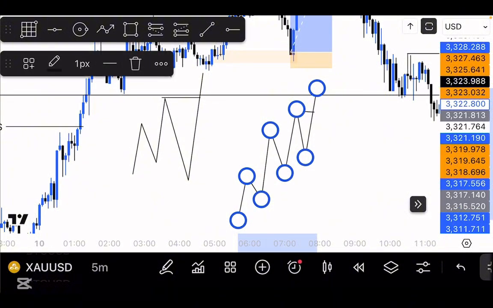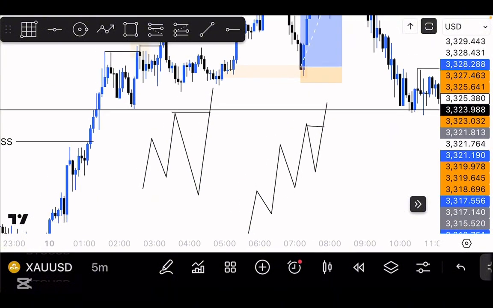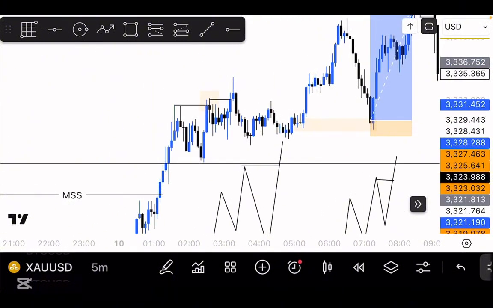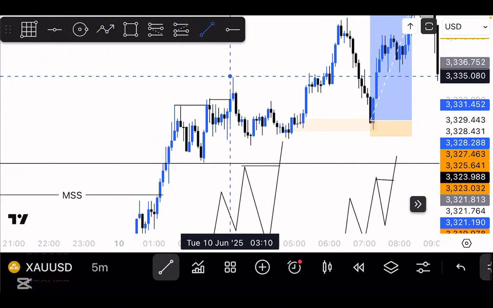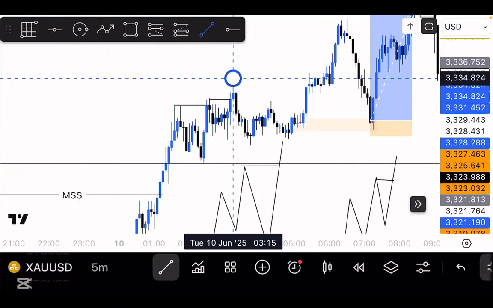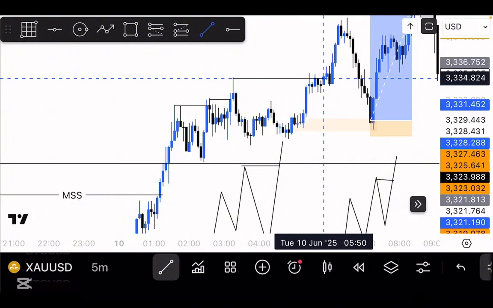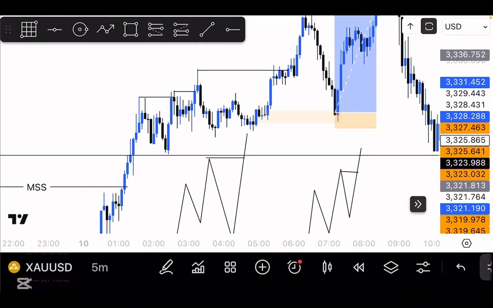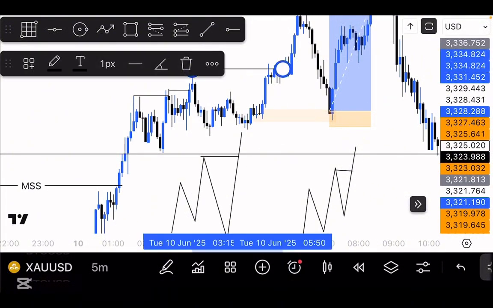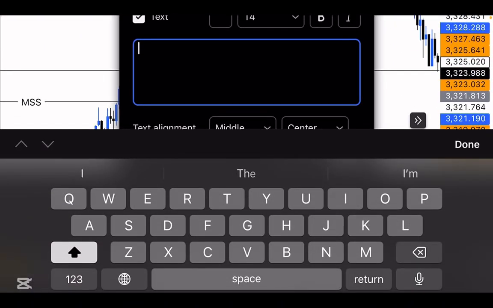This is the one. So that is a valid BOS for me. When price breaks the high, then comes back to the 50% or sweeps the recent low and closes above. So here is not going to be a valid BOS for me. But you see price broke this place, it's going to be my valid BOS.